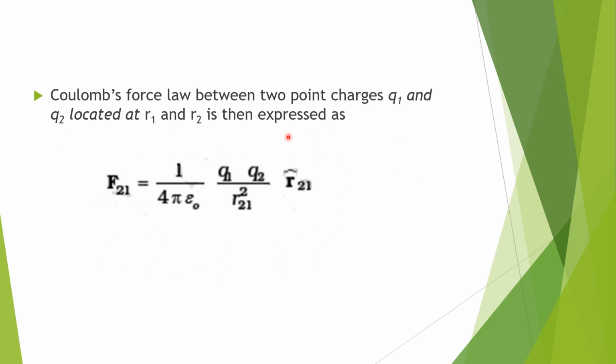So this is the Coulomb's law in vector form. So Coulomb's law between two point charges Q1 and Q2 located at position R1 and R2 is expressed as F21. What is the meaning of F21? Force acting on charge Q2 due to Q1 is given by 1 by 4 pi epsilon naught Q1 Q2 by R21 whole square into unit vector R21, where R21 is the vector directed from 1 to 2, and F21 is also acting from 1 to 2.